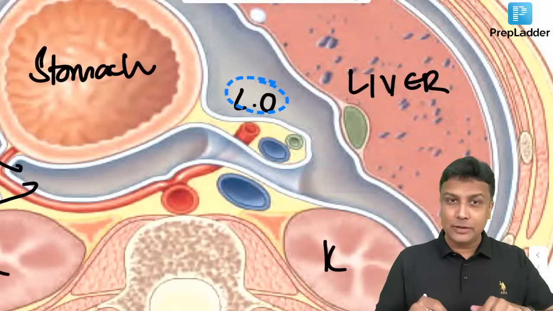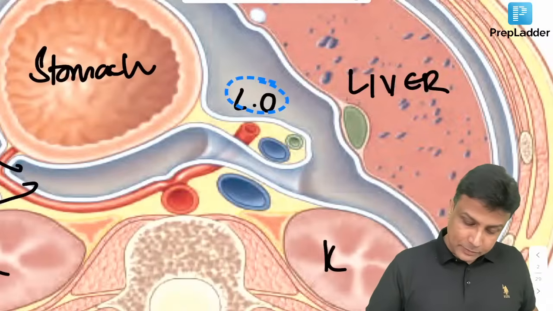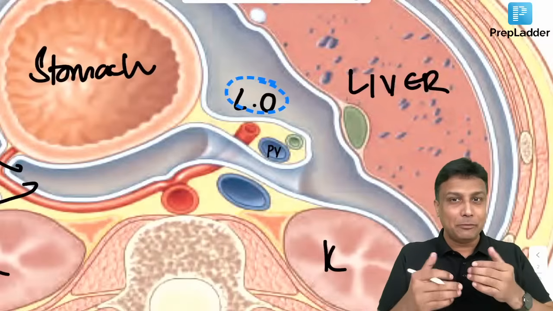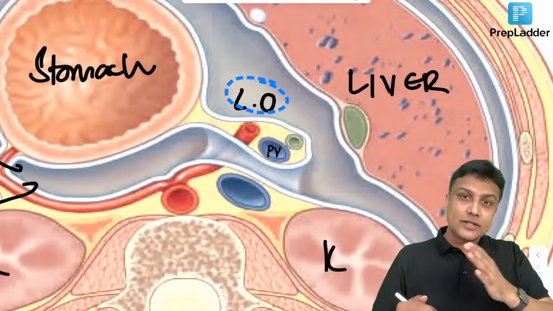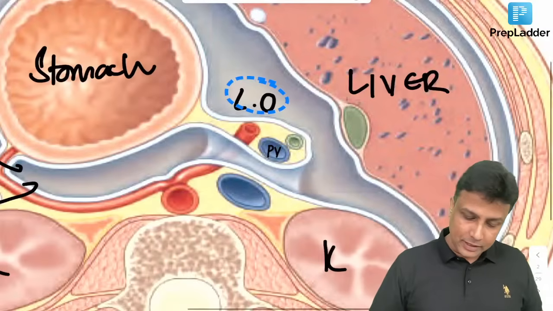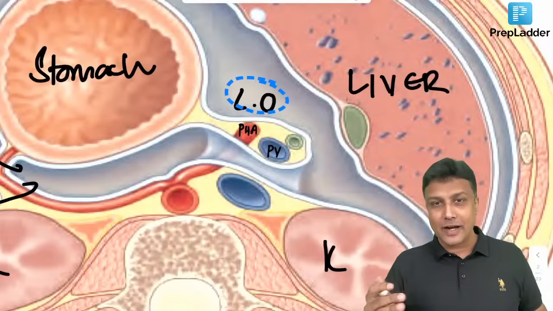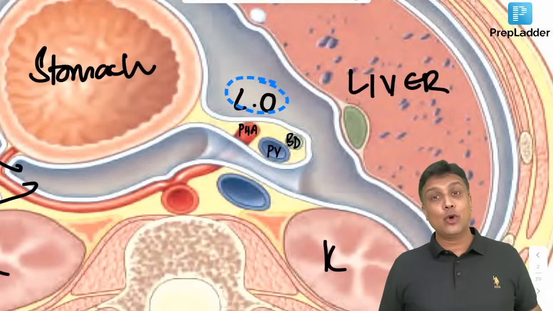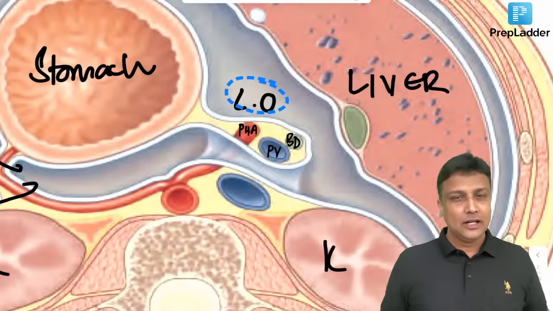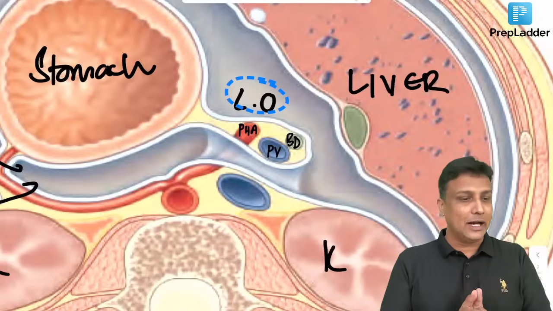But out of the three of them, remember, the portal vein will be present posteriorly. This is the portal vein here. So please remember P for P. Posteriorly, you'll be having the portal vein. Anteriorly and towards the left, you'll be having the proper hepatic artery. And anteriorly and towards the right, you'll be having the bile duct. So not only knowing the portal triad, you also have to know the arrangement of the portal triad. So in the free margin of the lesser omentum, you'll be having the portal triad.